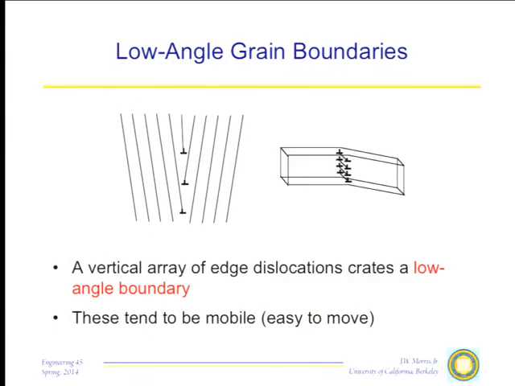If this is true, the grain boundary can be just an array of dislocations, edge dislocations, that cause these crystals to match together with a slightly different tilt. In fact, just given the tilt, you can compute what the density of dislocations happens to be. The interesting thing about these low angle boundaries is that they tend to be mobile.